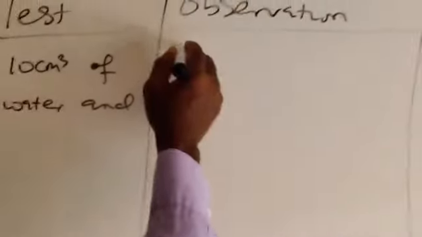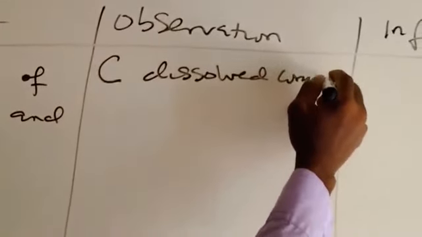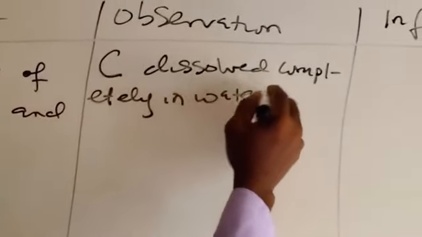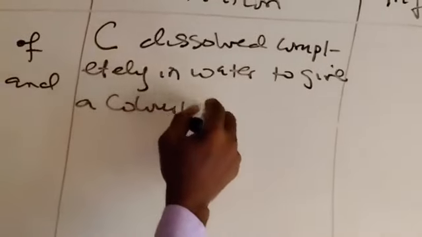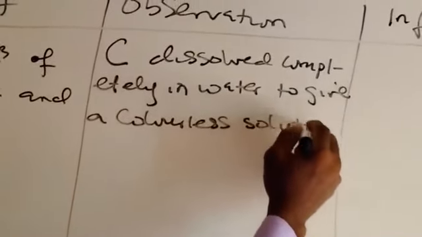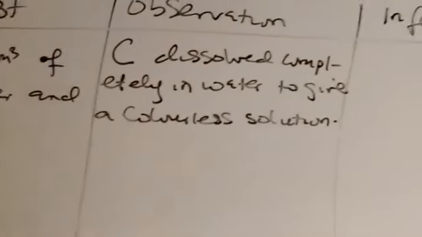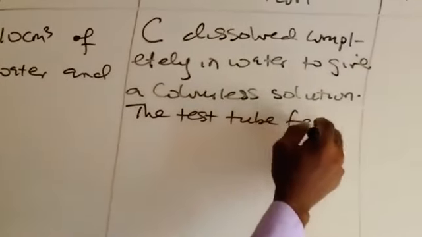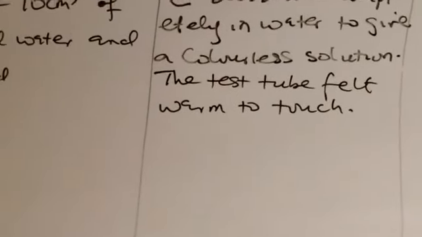Observation: we now write, C dissolved completely in water to give a colorless solution. Then we also write that the test tube felt warm to touch. As I was doing it, I felt the sensation.